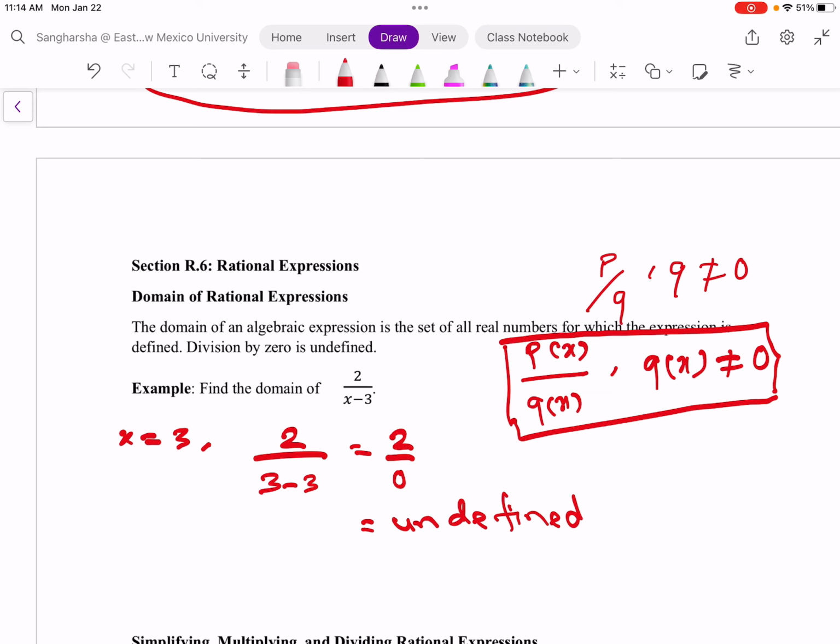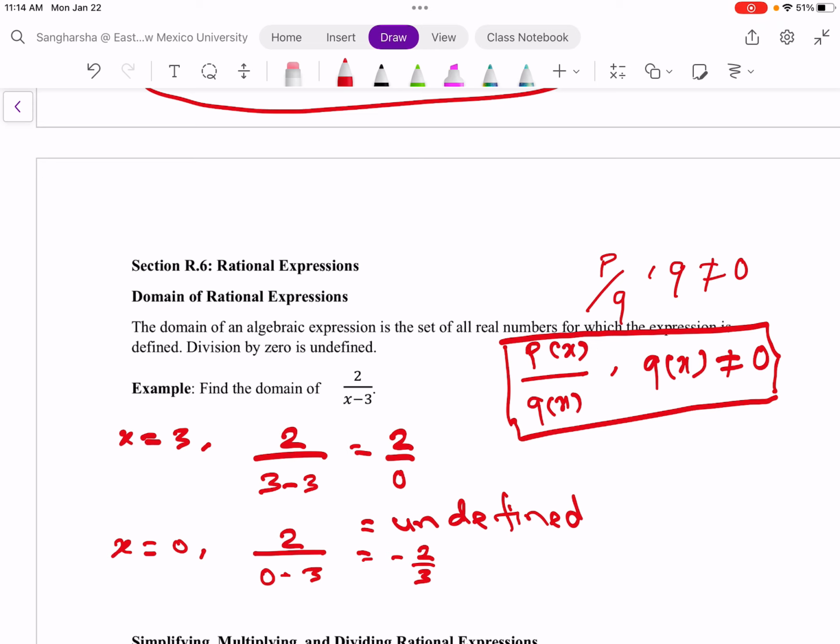So when you choose x to be 3, we have undefined. Now what about if we choose x equals 0? What happens if x is equal to 0? We get 2 divided by 0 minus 3, and that is negative 2 over 3. We get some real number, right? Now is there any number other than 3 for which this expression is undefined?